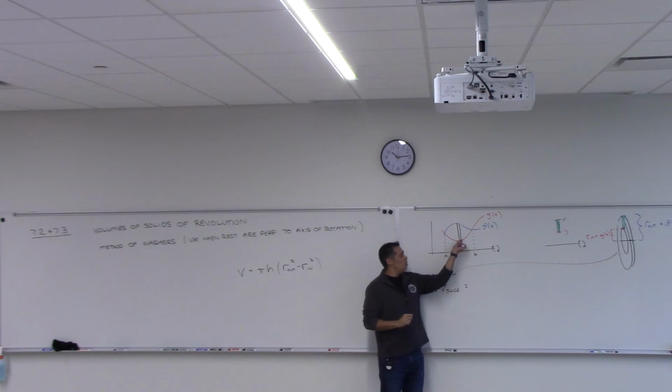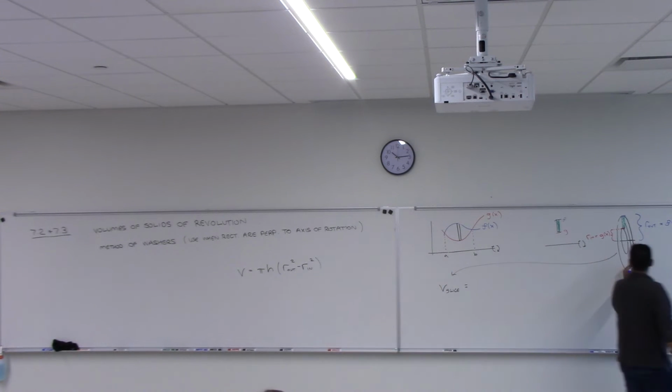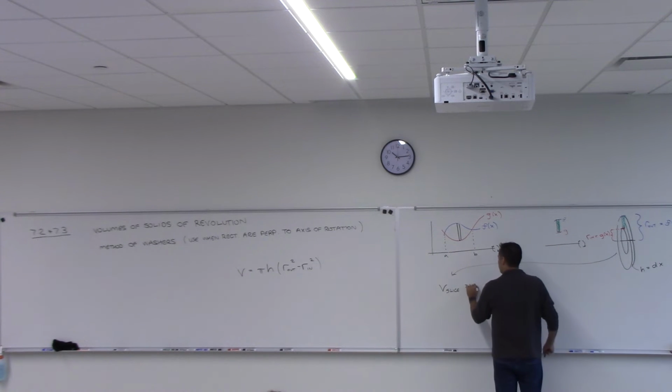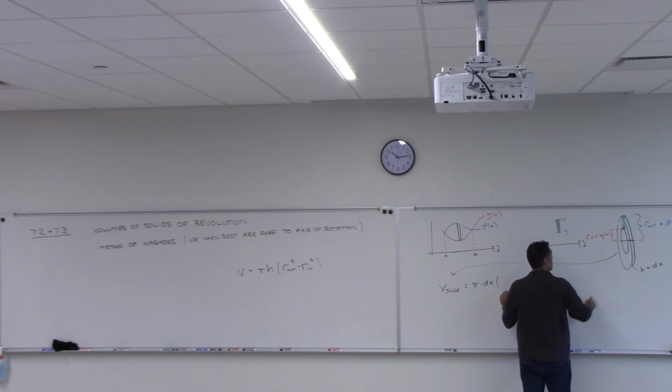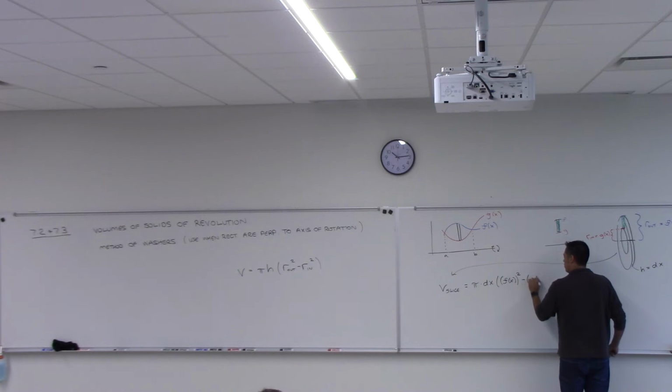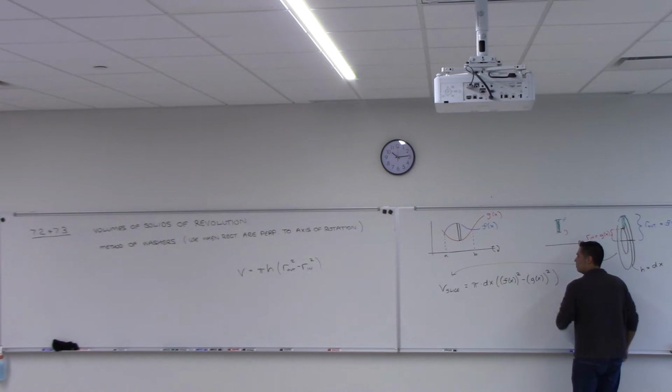dx, right? Wasn't that what we were doing when we were trying to do areas, the width was dx? Same thing here. dx is how wide this is. So the width of this, h, I guess we'll call it, this right here, h, is dx. So the volume should be pi times dx times the outer radius, which is f of x, but squared, minus the inner radius, which is g of x, but squared.